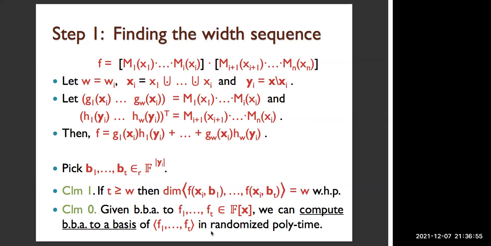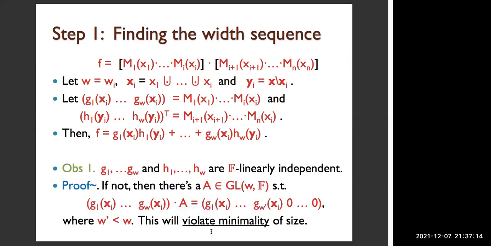Which will discover Wi for all i. And from there you get the width sequence, and you also get the minimal sized ROEB. The moral of the story is it just hinges on one main observation. That's observation 1, that in a minimal size ROEP, the row vector that you are getting at the left and the column vector that you're getting at the right are F linearly independent, and that is what is helping you to find what your W is.